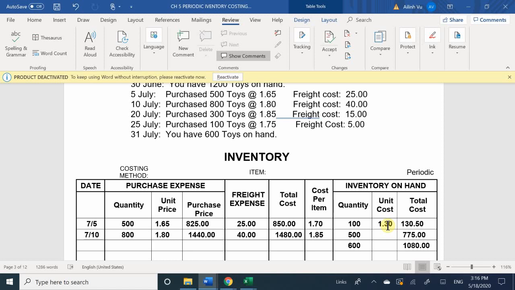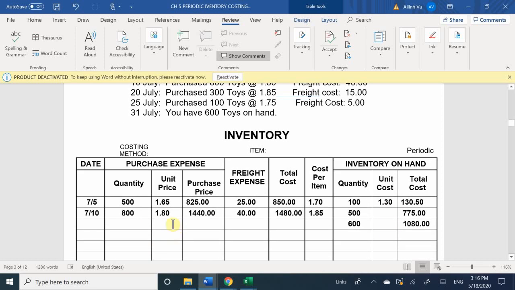All right, so what happened next? July 20. Mm-hmm. 300 units at $1.85. And that gives you a purchase price of $555. Okay. With your freight expense of $15. And the total cost of that is $570. So here on July 20th, we bought 300 items at $1.85. And you said that was $555 and $15. So that gave me $570.